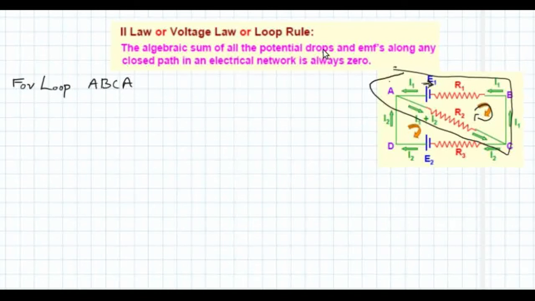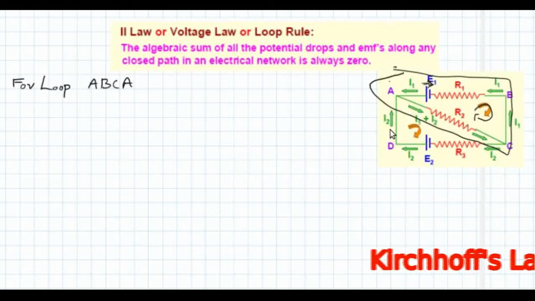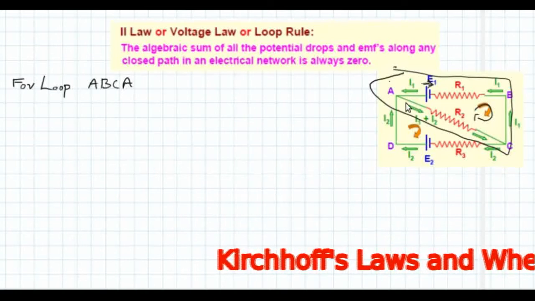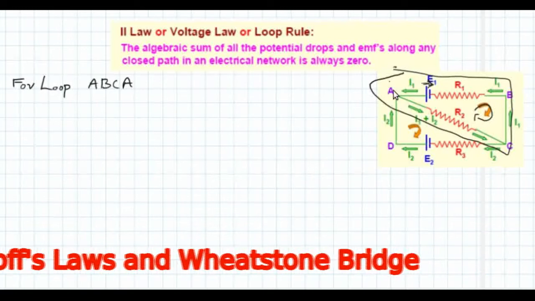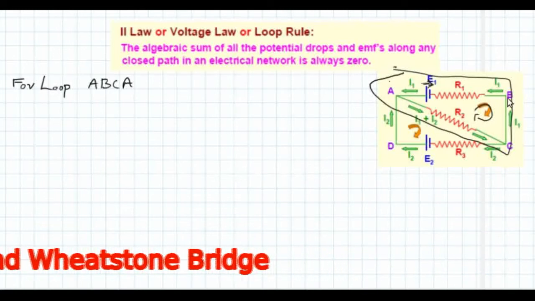So sum of potential drops and EMF. E1 is the EMF of the loop ABCA, and E2 is the EMF of the loop ACDA. And if you take the third loop, which is ABCDA, there are two sources of EMF, that is E1 and E2.